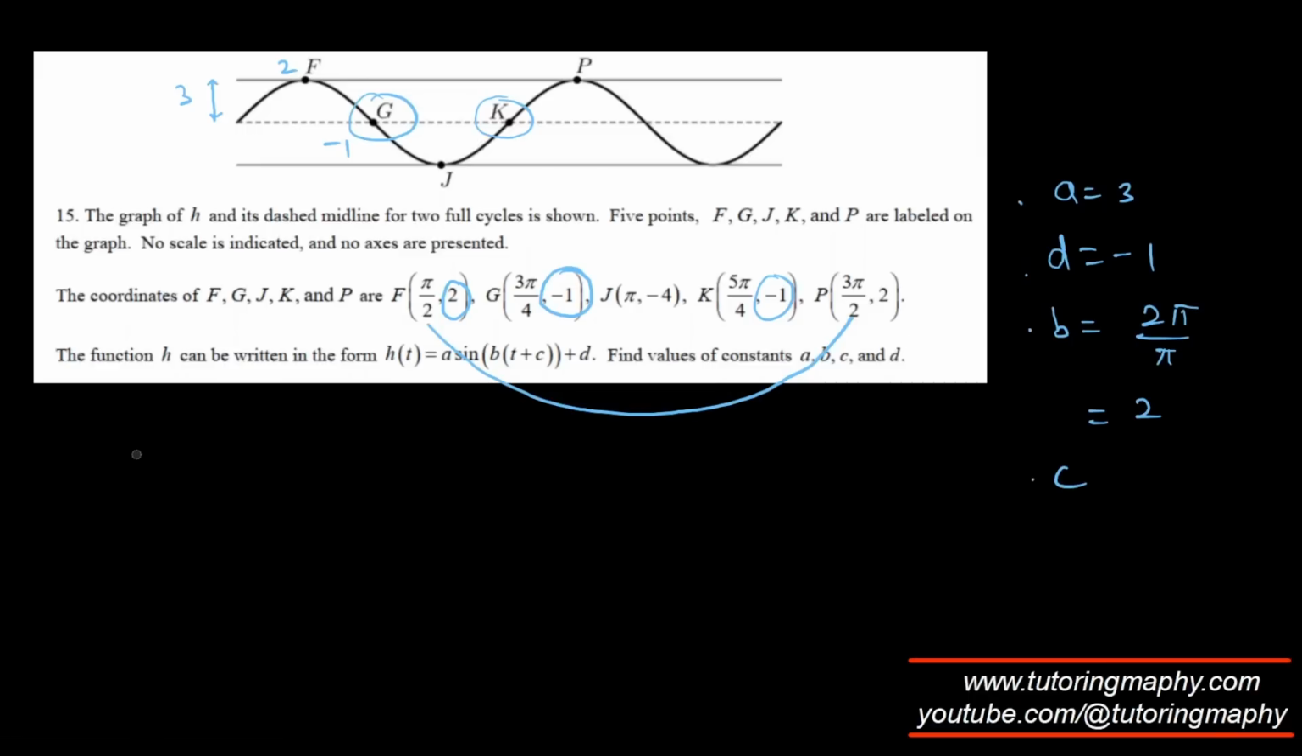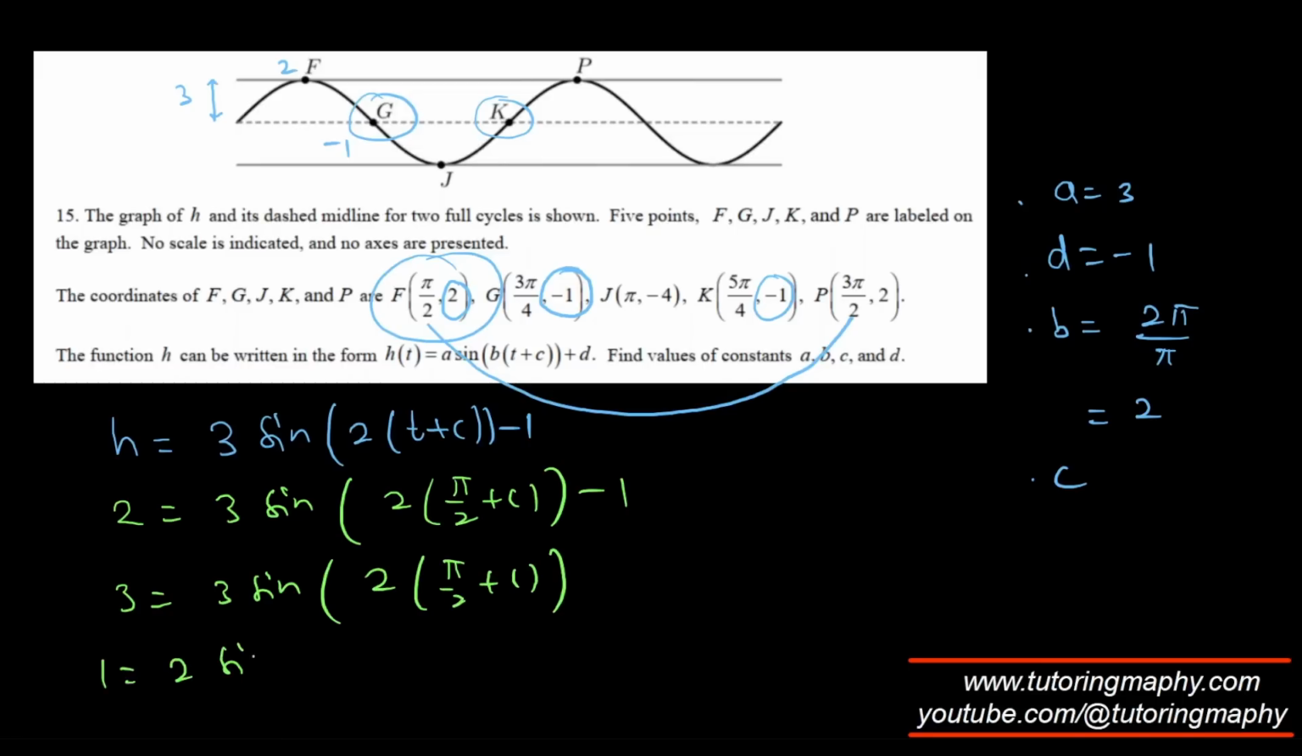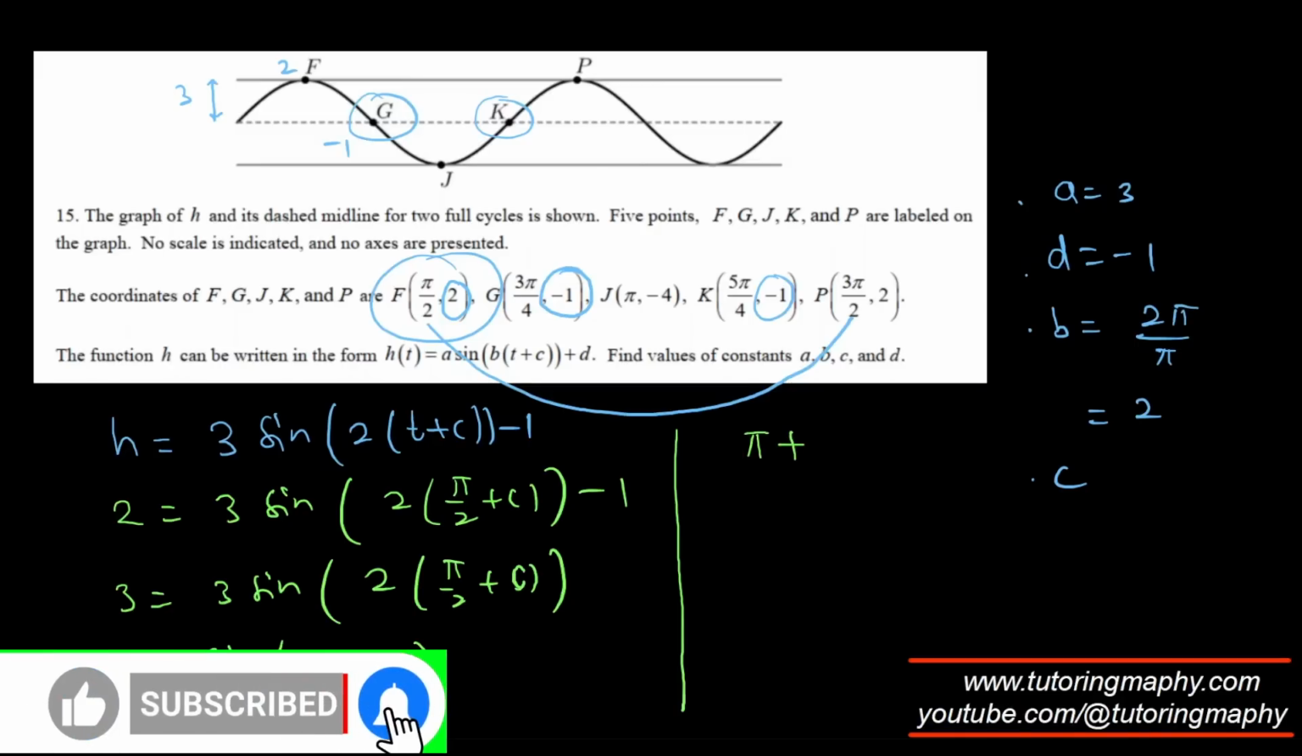Now the value of C. So the equation is h is equal to 3 sine 2t plus c, minus 1. And let's take the F coordinates, which is 2 comma pi over 2. So 2 is equal to 3 sine 2 pi over 2 plus c, minus 1. Adding 1 to both sides, 3 is equal to 3 sine 2 pi over 2 plus c. Dividing by 3 on both sides, 1 is equal to sine of 2 times pi over 2 plus c. I can distribute 2 inside. So 2 times pi over 2 is pi, and 2 times c is 2c. So pi plus 2c.